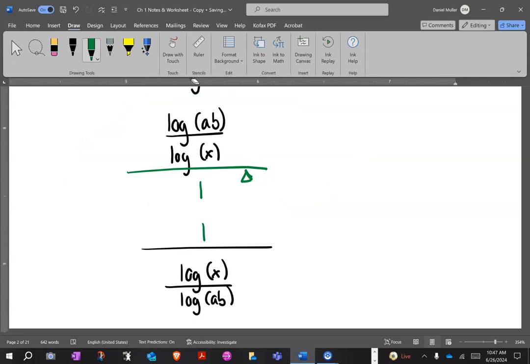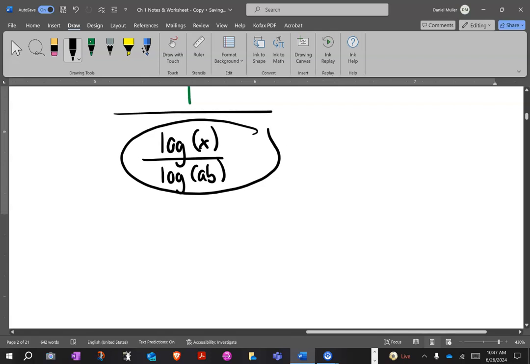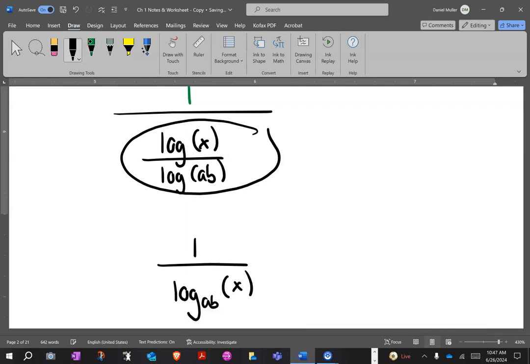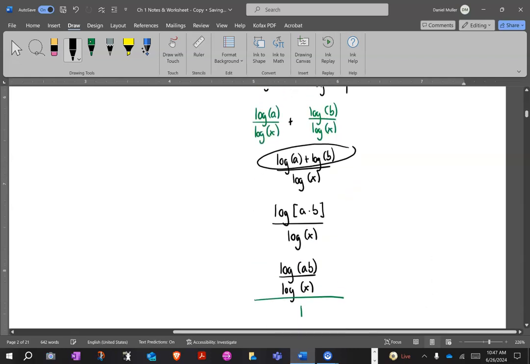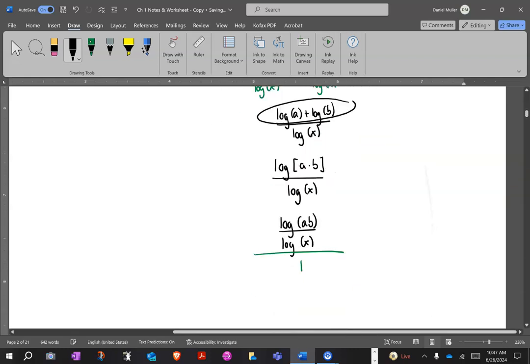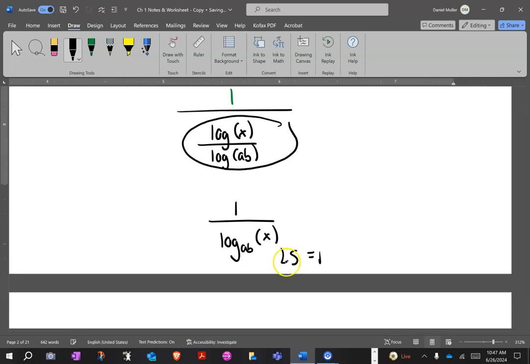So now that I have that, I can use the change of base. I can put these together with the change of base, which we've been doing a lot of. 1 over log ab and x, which I believe is what I need all the way up here. Again, this is the most complicated one. Yes, that is correct. The left side equals the right side.